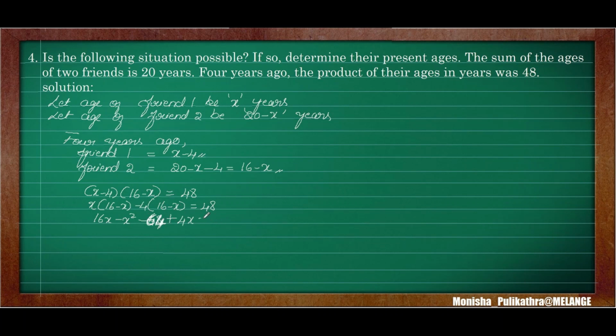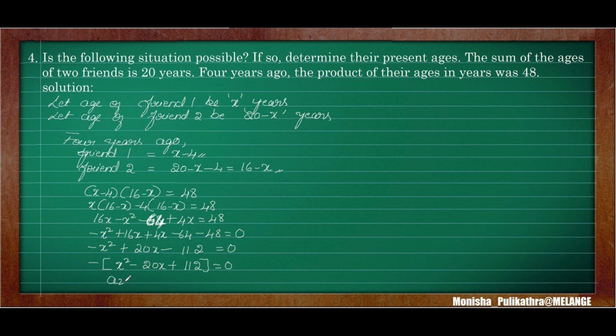So 16 4s are 64, is equal to 48. Here we need to group it. Minus x square plus 16x plus 4x minus 64 and minus 48 is equal to 0. Here minus x square plus 20x minus 112 is equal to 0. Since minus is here, I will be taking common of it. So x square minus 20x plus 112 is equal to 0.